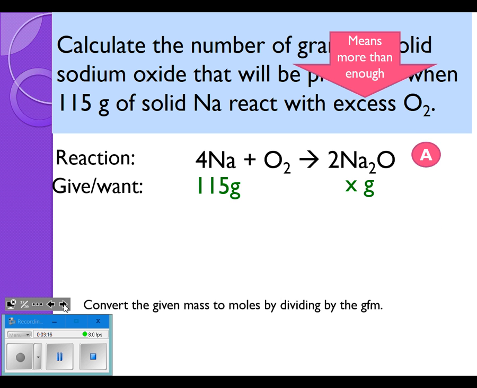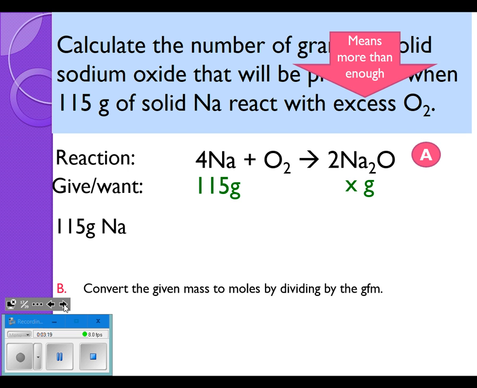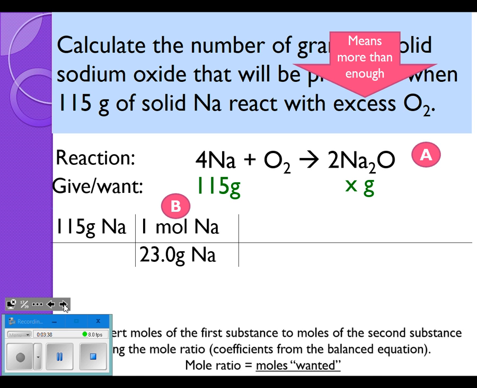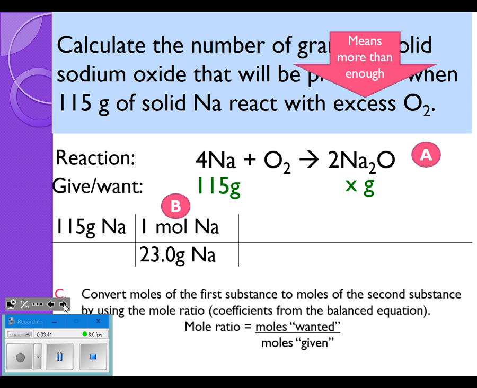Then our next part is to convert the given mass to moles by dividing by its GFM, okay? So to do that, we will look up sodium on the periodic table, which rounds to 23.0 grams. We'll put it on the bottom because we're dividing, and we'll put 1 mole on the top. All right? So that's part B. Once we do that, we've converted from grams to moles. So we've gone from the circle of mass on the left side, and we've followed over to our moles of given in the middle of our mole map.